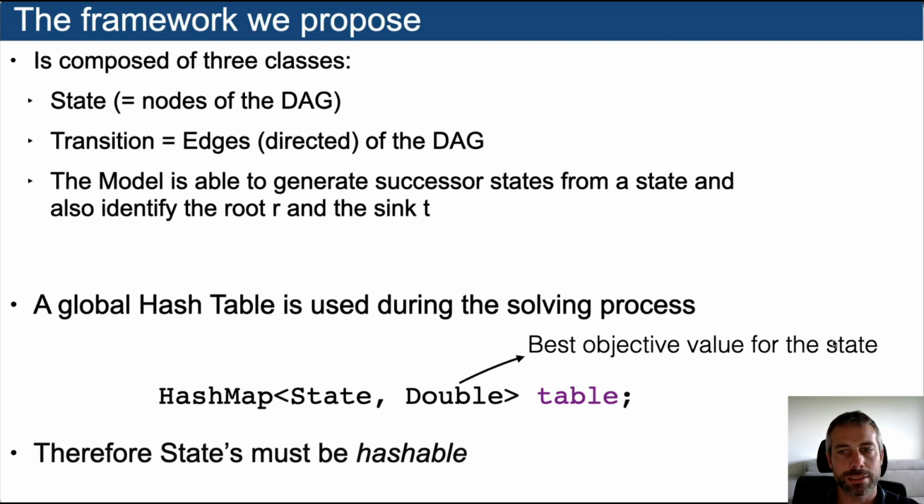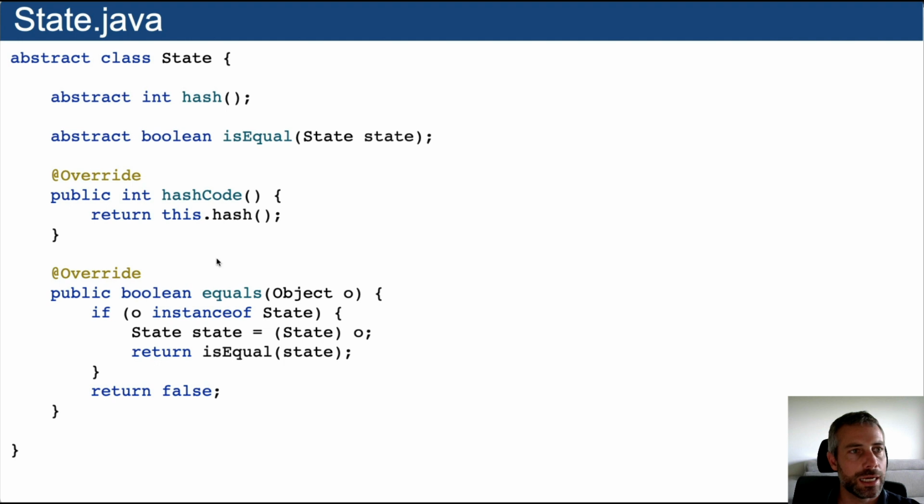So the longest path from the root node to that specific node inside the table, and the node, as I just said, is represented as a state. And because it's a hash map, a state must be hashable. And that's the abstract class that you need to implement for your problem in order to have a state. You will need to implement the hash code.